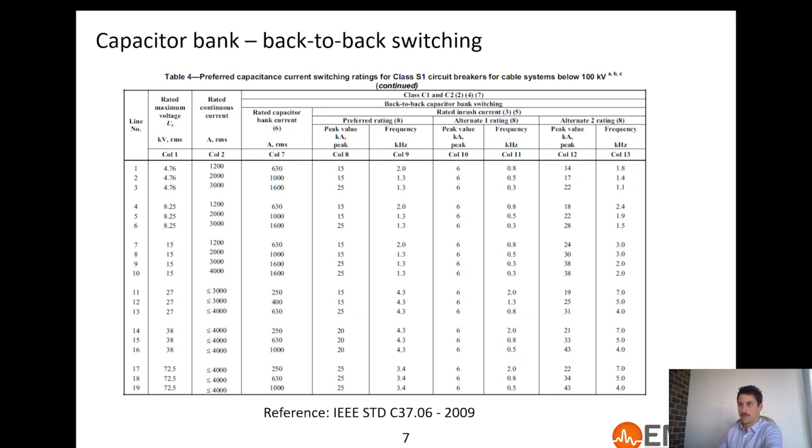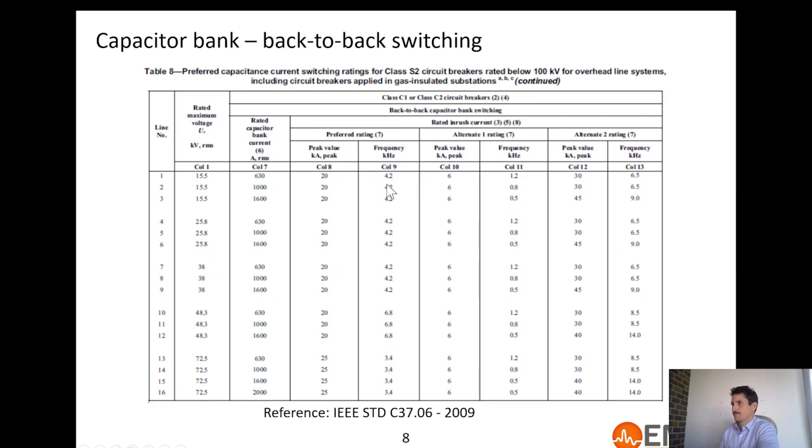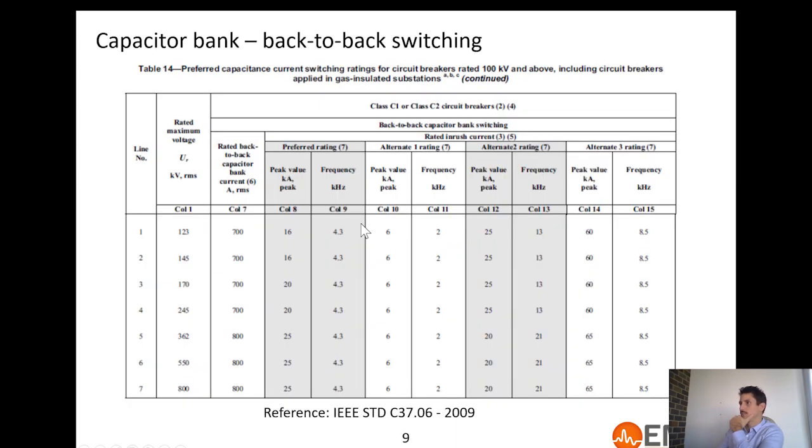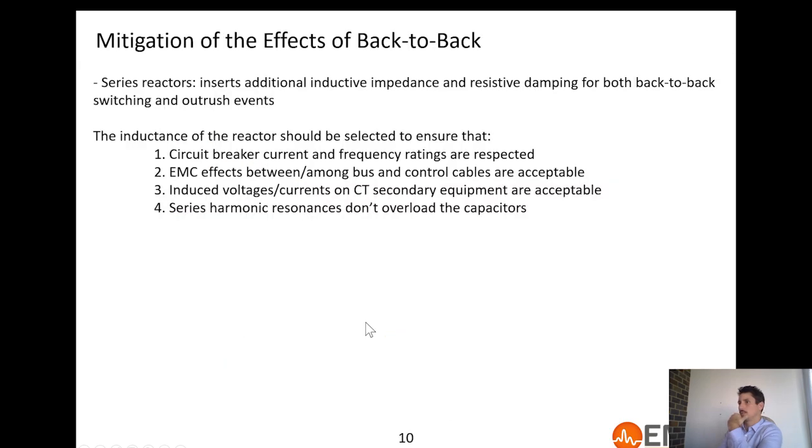For outrush current, it's very similar, but you will place a fault, so typically you will have higher frequency in this case. Okay, so you have those tables for different classes of breaker, different voltage levels. All that is from the standard here, C37.06. So I'll let you take a look at those standards.